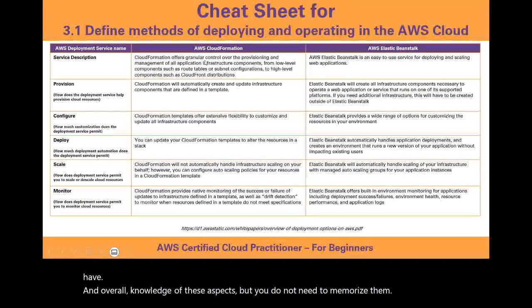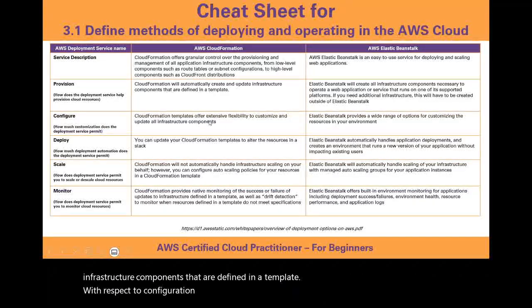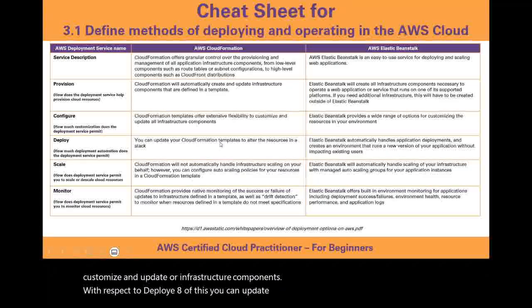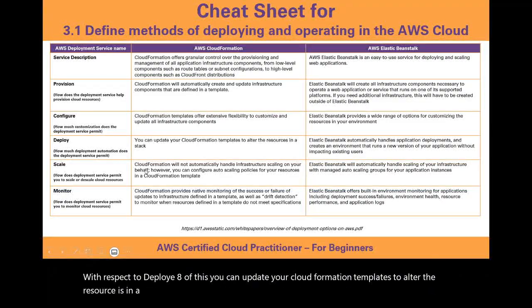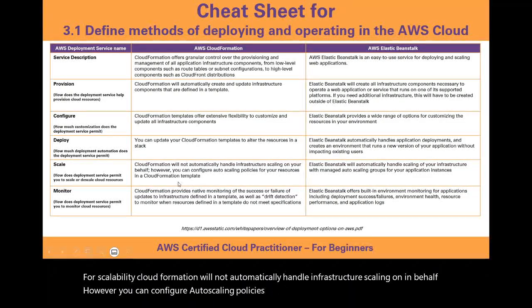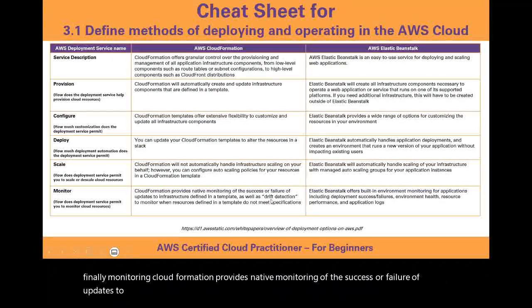With respect to provisioning, AWS CloudFormation would automatically create and update infrastructure components that are defined in a template. With respect to configuration, AWS CloudFormation templates offer extensive flexibility to customize and update all infrastructure components. With respect to deploy, you can update your CloudFormation templates to alter the resources in a stack. For scalability, CloudFormation will not automatically handle infrastructure scaling on your behalf. However, you can configure auto-scaling policies for your resources in a CloudFormation template. And finally, monitoring. CloudFormation provides native monitoring of the success or failure of updates to infrastructure defined in the template, as well as drift detection, to monitor when resources defined in the template do not meet specifications.